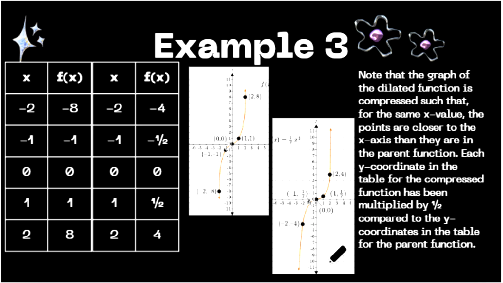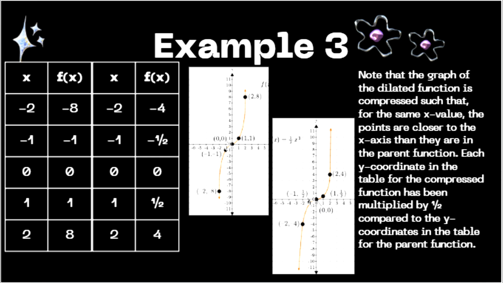The dilated function is compressed such that for the same x value, the points are closer to the x-axis than they are in the parent function. So we've squashed it down, we're getting closer to this x-axis. For example, if we're sitting at negative 2 here, we're clear down at negative 8 on y. But here, at negative 2, we're at negative 4 because we sat on it. We're pushing it closer. Okay?